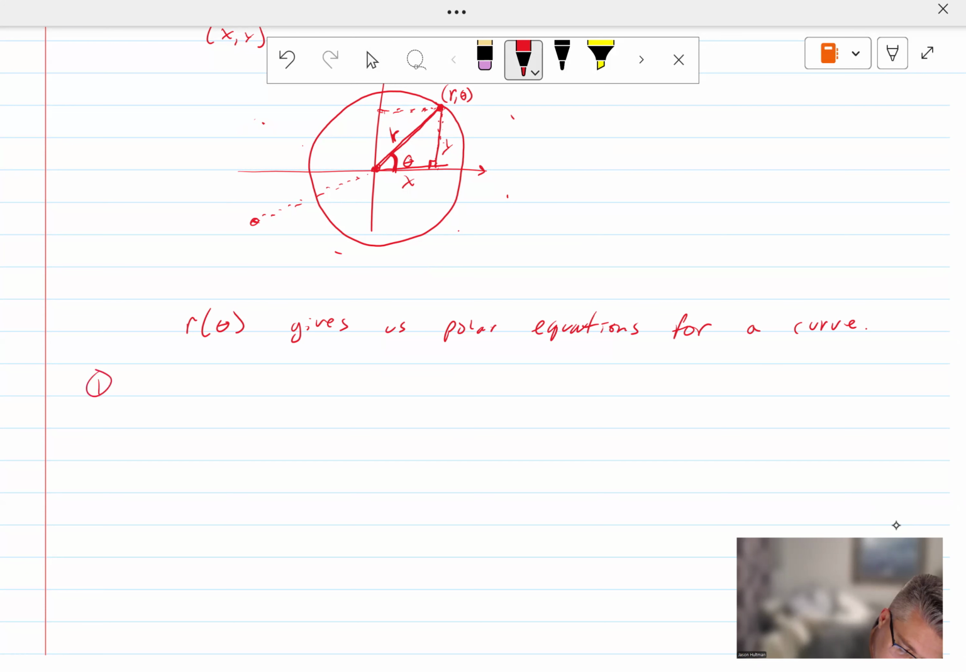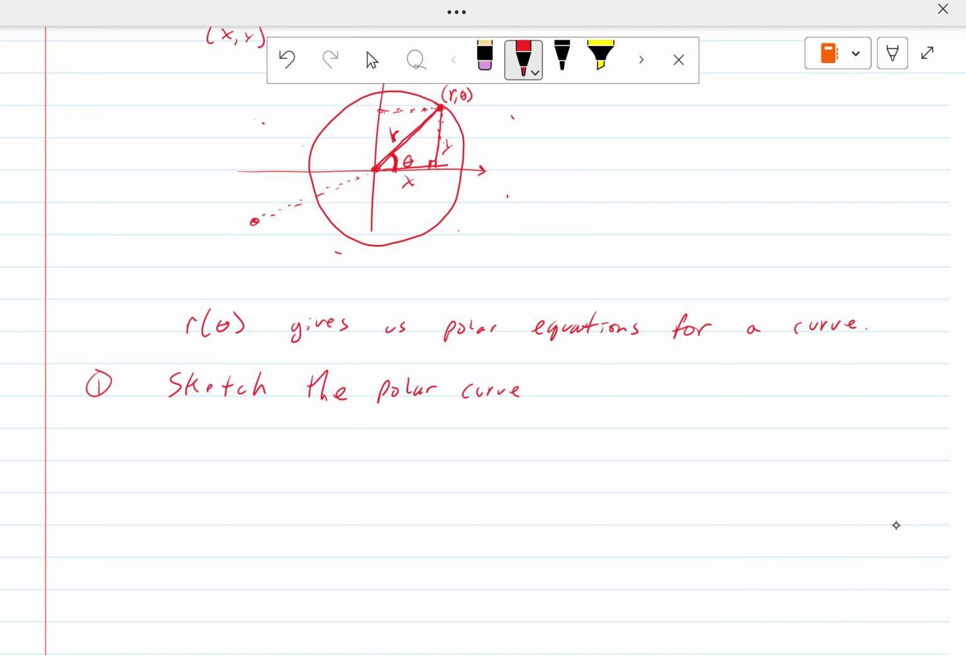Okay, so let's sketch the polar curve where r equals 2 cosine theta, and also find the Cartesian, aka rectangular, form, in terms of x and y, of the equation of the curve.